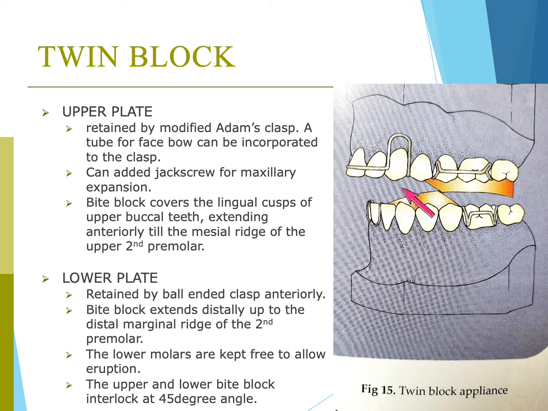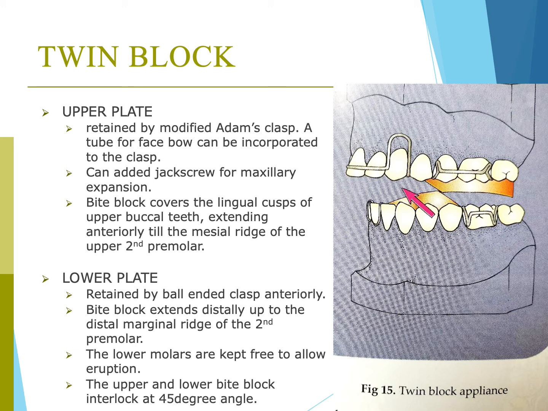However, in this figure 15, you can see there are Adams clamps on the lower molar. So some clinicians won't put the Adams clamps for retention. They only put ball-ended clamps at the lower incisor and Adams clamps on the premolar, because they want to allow the molar to freely erupt.